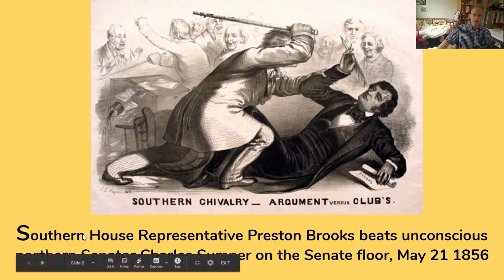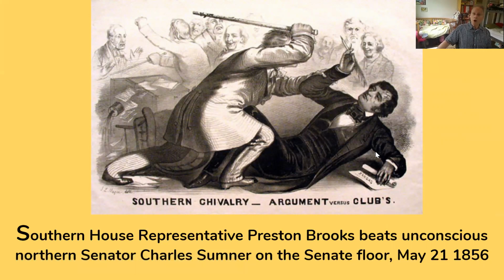Famously, for example, on May 21, 1856, a Southern House representative, a slave owner, Preston Brooks, beat unconscious a Northern senator because the Northern senator had harshly criticized slavery. And Preston Brooks, the Southerner, considered that he had been insulted personally and therefore proceeded to, in effect, almost kill Charles Sumner. All right, so we are really on the verge of conflict in the 1850s, and that will come, as we'll see, with the election of 1860, which we'll talk about soon.